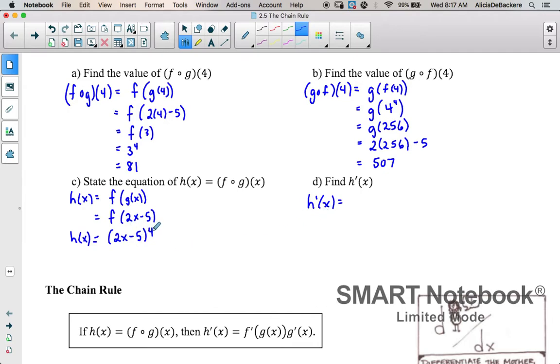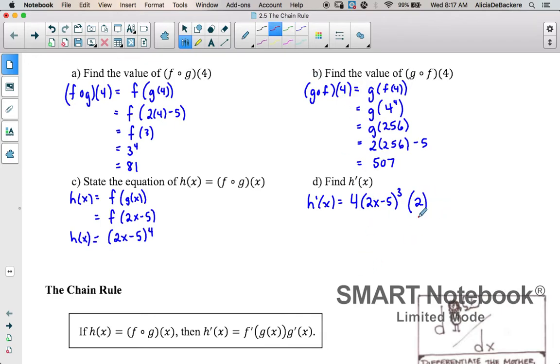What it says to do is take the power on the outside, bring it out front, and make it a coefficient. Then leave the inner function alone and subtract 1 from the power. So that's just taking the derivative of that power. And then we'll multiply by the derivative of the inner function. So the inner function is the line, and the derivative of that is 2.